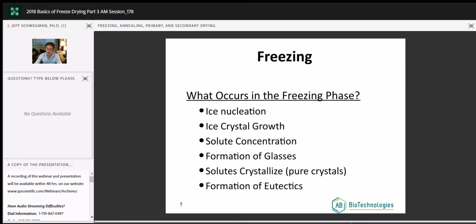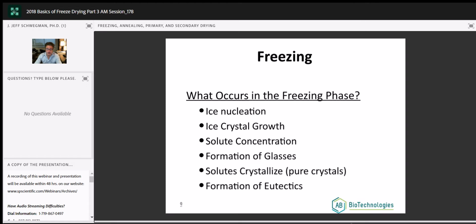We hit a point, like we mentioned last time, where we're going to get ice crystal nucleation. So two water molecules come together, at some sub-zero temperature, form a stable nucleus, and boom, we get nucleation of the ice crystals. Now again, this is H2O only, pure water. Everything else in the formulation is pushed around those ice crystals in what we call the interstitial space that we talked about last time.